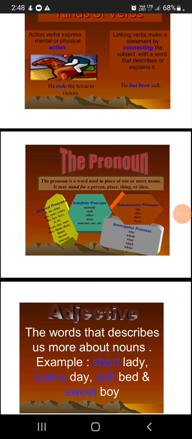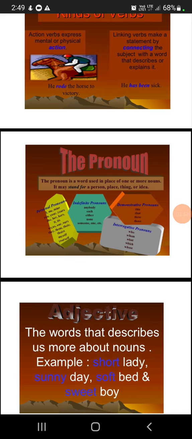And the next part of speech is the pronoun. A pronoun is a word used in place of one or more nouns. If we refer to a man, we can use a noun. But if we refer to a group of people or many things, we can use a pronoun. It may stand for a person, place, thing or idea. It can be used for anything.